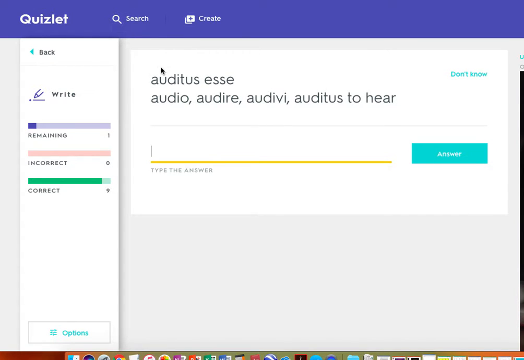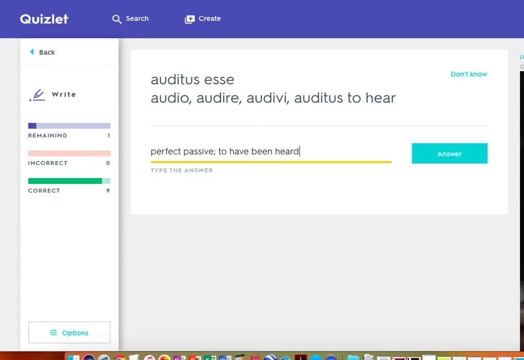And finally, I have auditus esse, two words, means it's the perfect passive or the future active. So I look at the first word and I notice that it's spelled exactly the same, including the ending this time, as the fourth principal part. There's no UR in it. So that makes this the perfect passive infinitive, to have been heard.